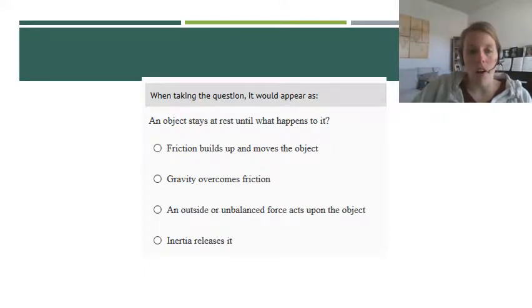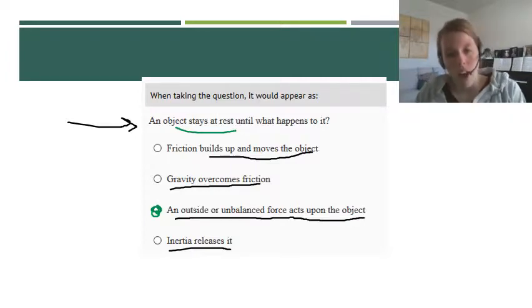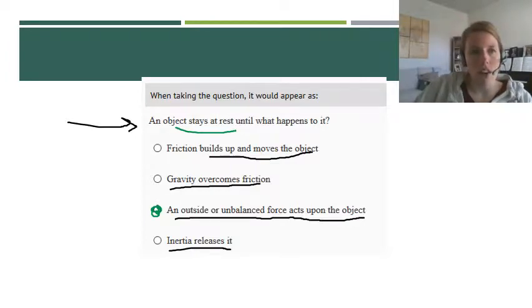This is a question that was on your checkpoint. So based on what we've just talked about, what do you think the answer would be? An object stays at rest until what happens to it? All right, so hopefully you had a chance to look at that. What did you select? Let's talk about it here. Friction builds up and moves the object. Gravity overcomes friction. An outside or unbalanced force acts upon the object. Inertia releases it. So based on what we just talked about, I hope you feel like the correct answer here is that an object is going to stay at rest until an outside or unbalanced force acts upon the object. So the correct answer there is C, or the third one.